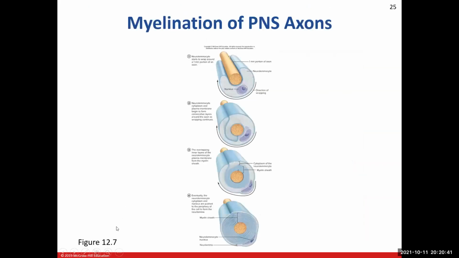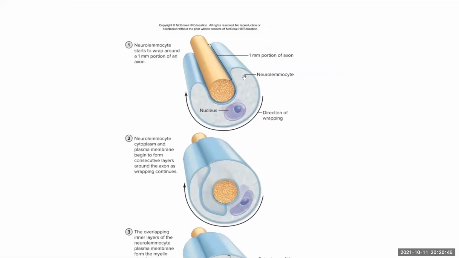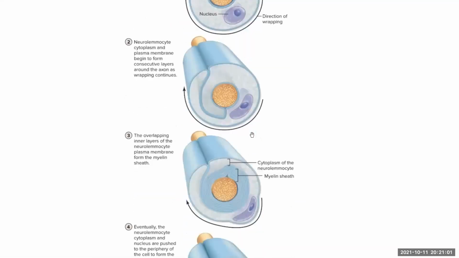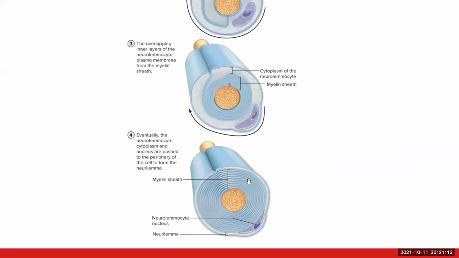Here's that myelination process. You can see we have our neurolemocyte, and it starts to wrap itself around this individual axon. As it wraps itself around, it's going to eventually start to push that cytoplasm and the nucleus out to the periphery. Here we go. As it keeps wrapping itself around, there's that nucleus pushed off to the edge, and here's the cytoplasm pushed off to the edge until it's finally done.